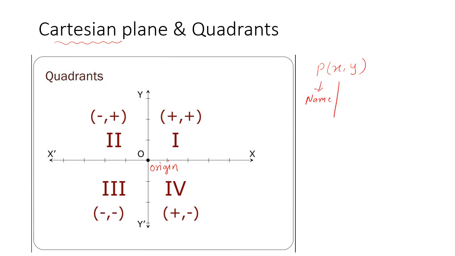Also we know x is the abscissa, which is the x value, we say abscissa, and y value is ordinate. And we very well know together we say these are the coordinates of point P, x and y.